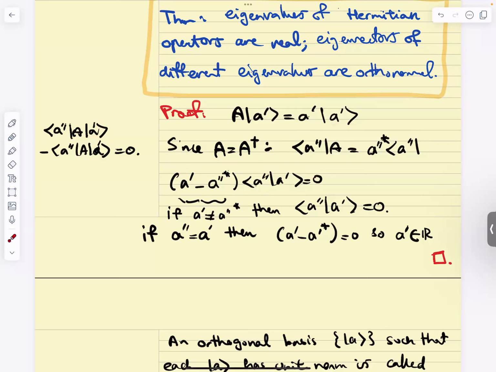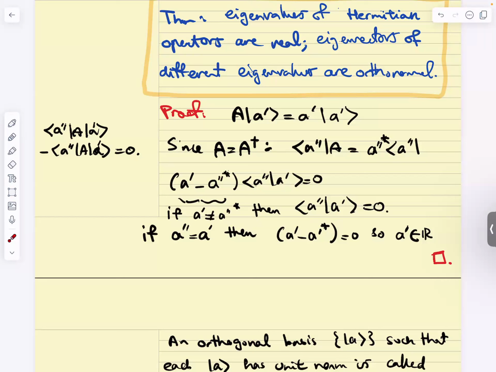The reason for that is that when you act on the left, you get the eigenvalue, but it's complex conjugate, right? So now this equation has to hold always, right? So imagine first the setup where the eigenvalues are not equal. So A prime is not equal to A double prime star. Then their corresponding eigenvectors must be orthogonal, right? Because this equation has to be 0. If this is non-zero, this is 0, which means that the corresponding eigenvectors are orthogonal.